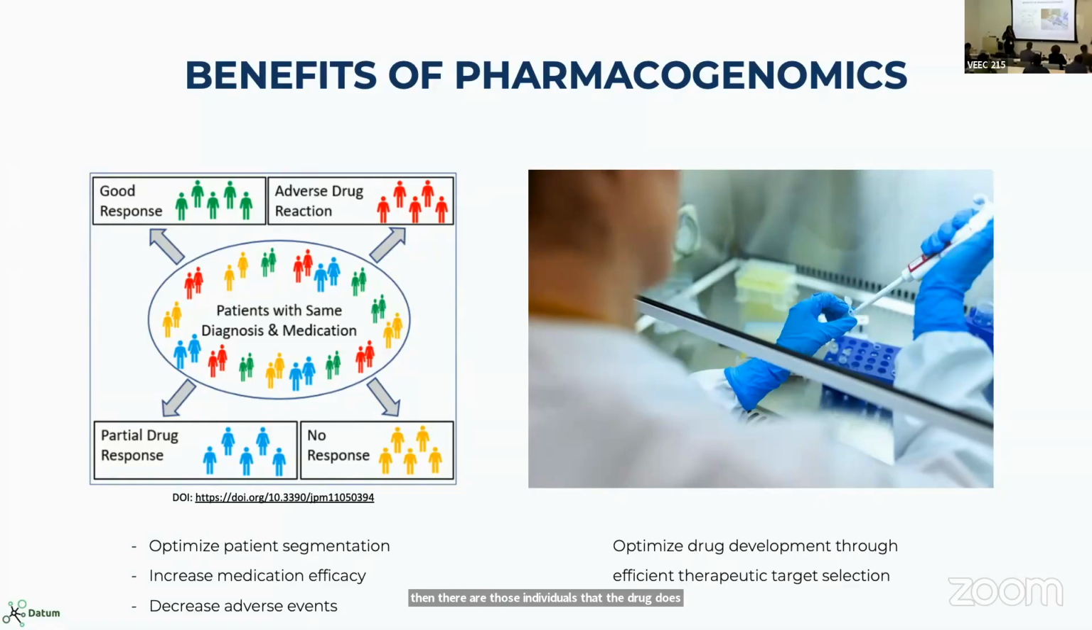It's sort of like a safe placebo. They don't get side effects, but no benefit. And lastly, there's the group that benefits from the drug with little to no side effects. And that is really the group that pharmacogenomics truly shines in. In practice, we would love to know this particular group of patients ahead of time so that they are the only ones that we give these medications to. In addition to this patient stratification, pharmacogenomics can also help improve medication efficacy and decrease adverse events, but also optimize drug development, which I believe many of you in this room already know about.